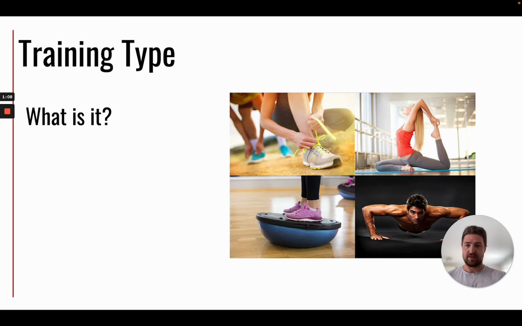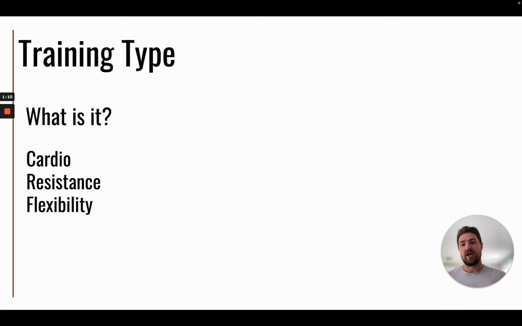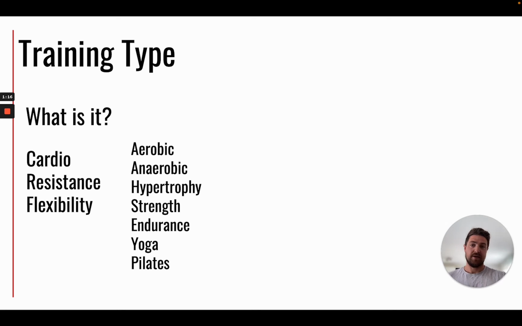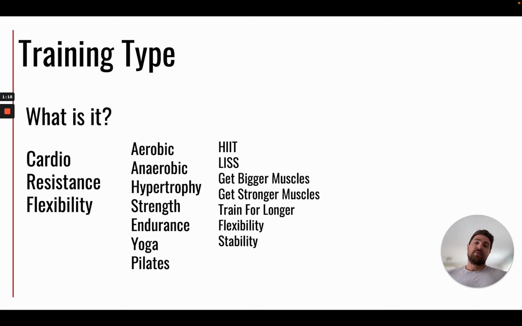So I've written it down here. We've got cardio, resistance, and flexibility training. So three different types of training. And if we break it down again, I've written a little list here. Cardio, we've got aerobic and anaerobic, and then we can break that down further into HIIT workouts and LISS workouts. HIIT stands for high intensity interval training. LISS stands for low intensity steady state training.